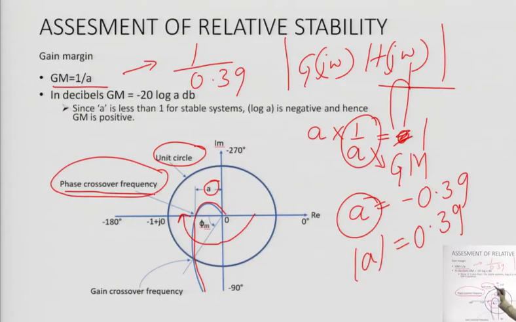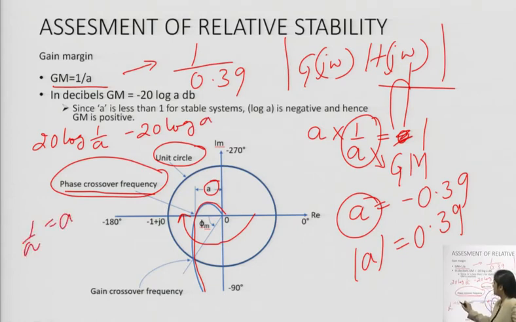In decibels, gain margin is written as minus 20 log A, because 20 log (1/A) is 20 log of A raised to minus 1, that is, minus 20 log A, since 1/A is nothing but A inverse. So minus 20 log A is the gain margin in decibels.